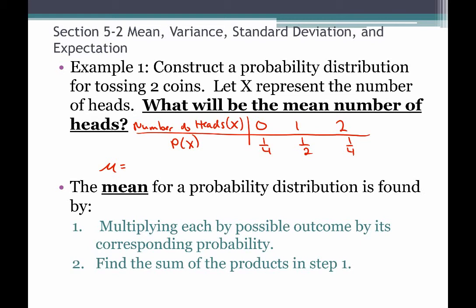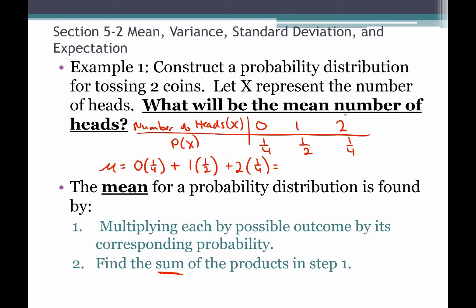So here's what the step-by-step means. Multiply each possible outcome by its corresponding probability. So my first outcome is 0. Its corresponding probability is 1/4. It says to find the sum. I'm just going to put the 2 steps right into 1. Let's make this as least amount of work as possible. Second possible outcome is a 1. The probability of that 1 is a half. Our next possible outcome is 2. Its corresponding, aka matching probability, is a 4th.